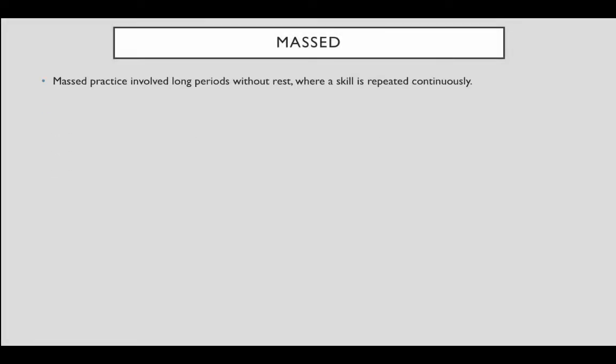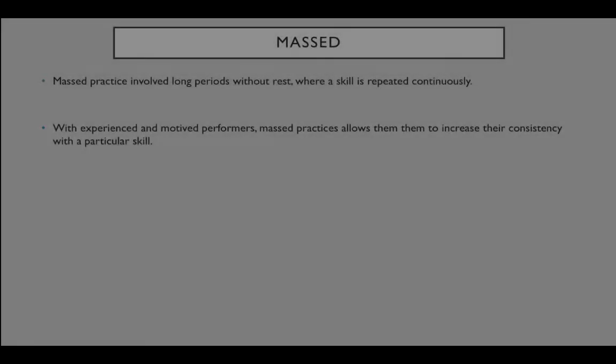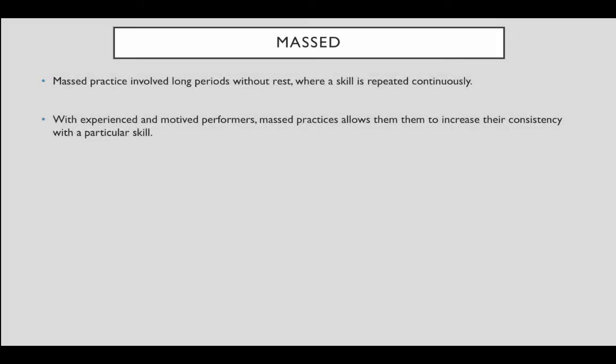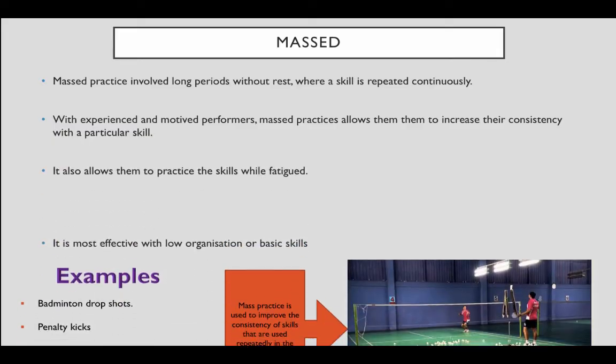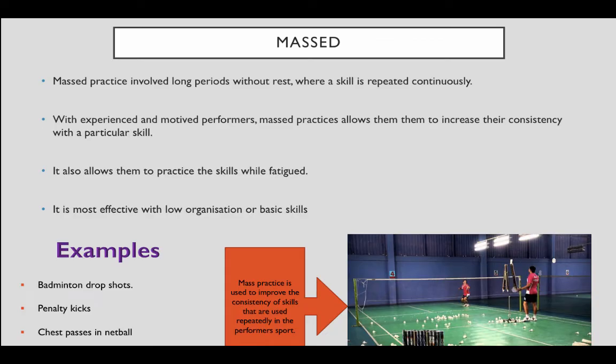Massed practice. Massed practice involves long periods without rest, where a skill is repeated continuously. With experienced and motivated performers, massed practice allows them to increase their consistency within a particular skill. It also allows them to practice the skills while fatigued. It is most effective with low organisation or basic skills. Examples of this can be a badminton drop shot, a penalty kick, or a chest pass in netball. Massed practice is used to improve the consistency of skills that are used repeatedly in the performer's sport. So as you can see here, the athlete is doing multiple drop shots.